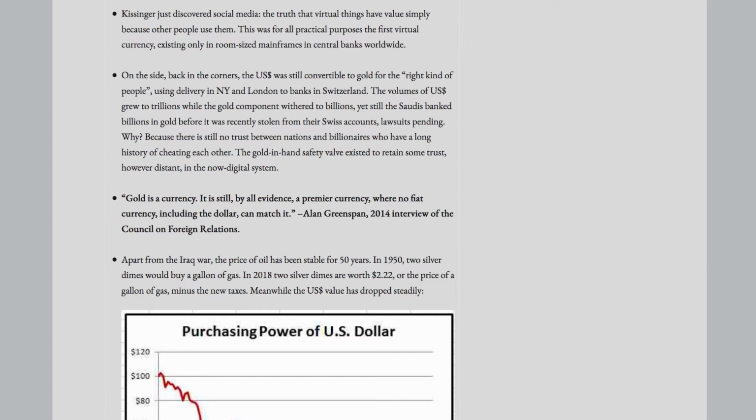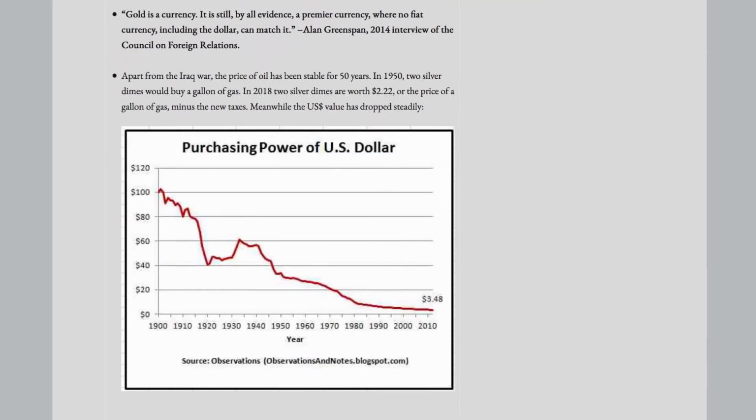Why? Because there is still no trust between nations and billionaires, who have a long history of cheating each other. The gold-in-hand safety valve existed to retain some trust, however distant, in the now digital system. Quote, gold is a currency. It is still, by all evidence, a premier currency, where no fiat currency, including the dollar, can match it, end quote. Alan Greenspan, 2014 interview of the Council on Foreign Relations.